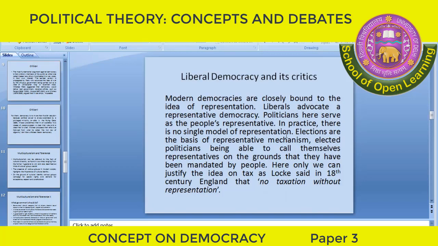And multi-party system is one of the basic ideas of democracy, you can say. And that multi-party system must allow other parties to operate. For example, in Western liberal democracies, people are also given liberty and rights. In Western liberal democracy, liberty of thought and expression is there.